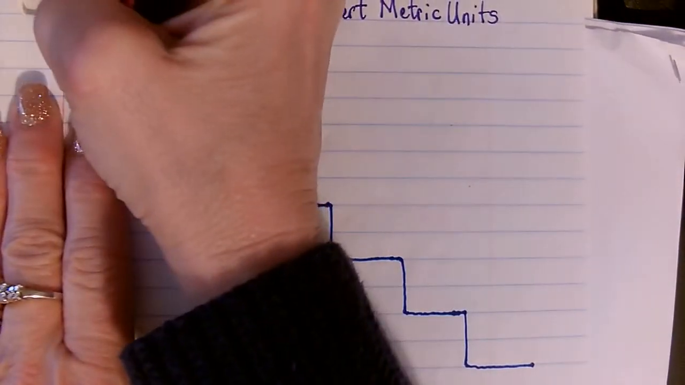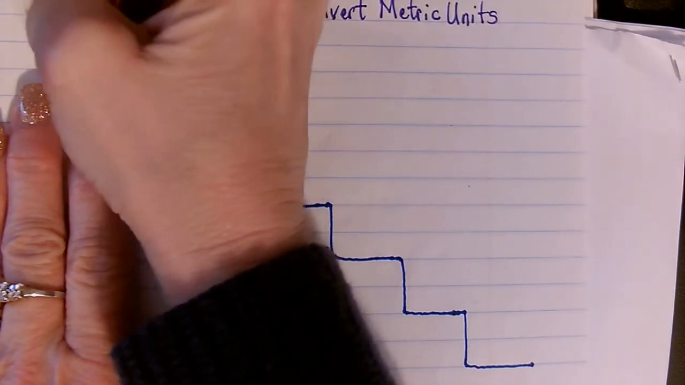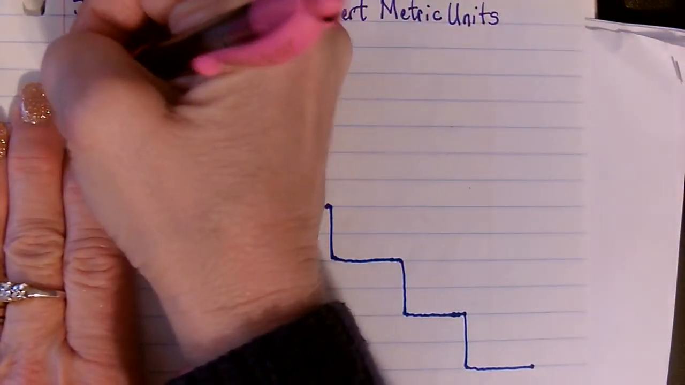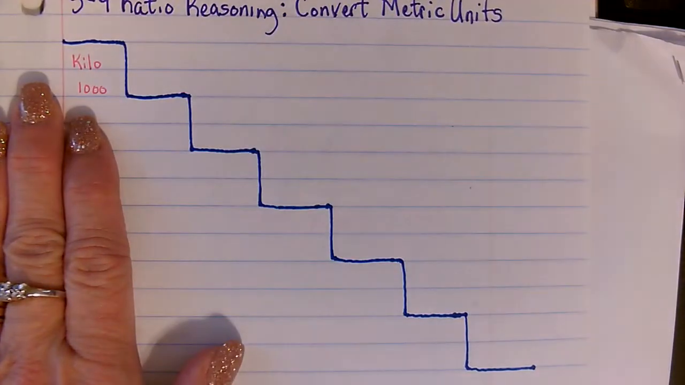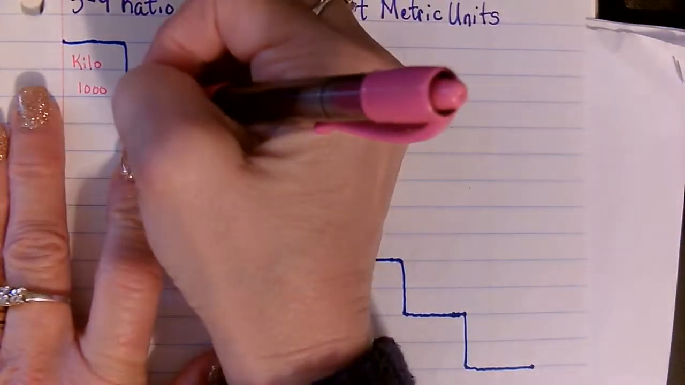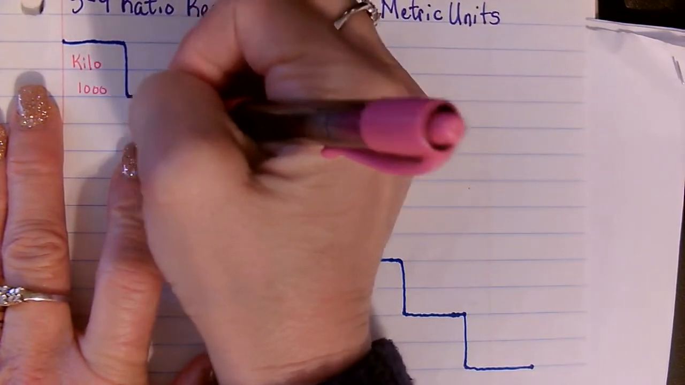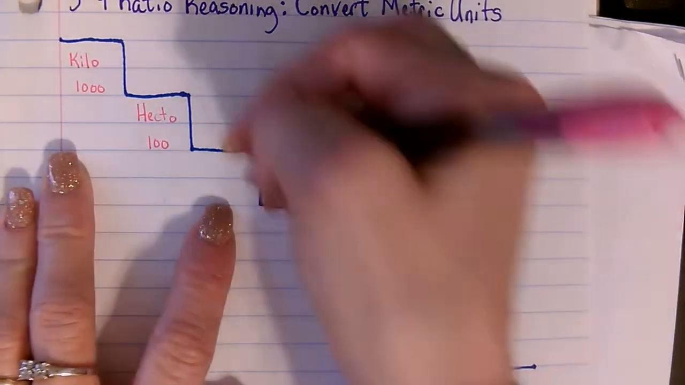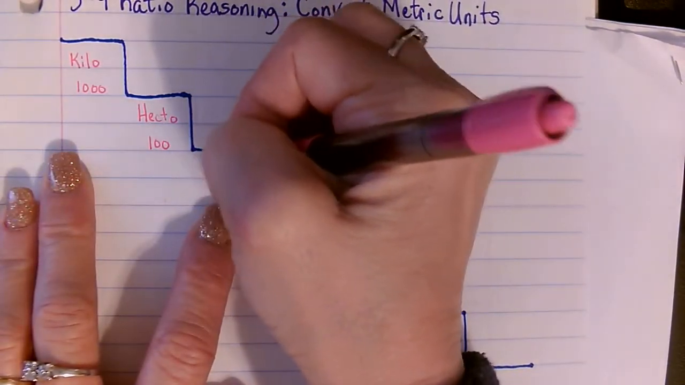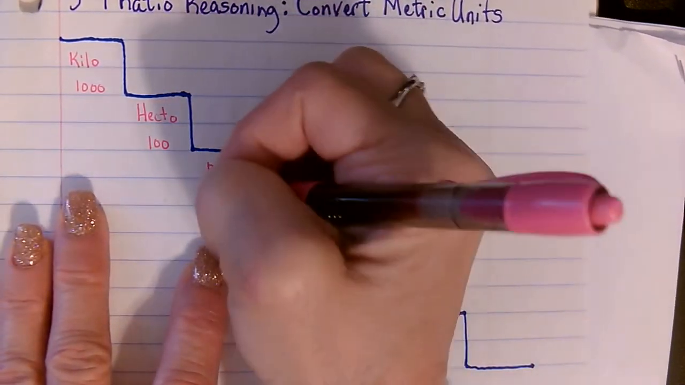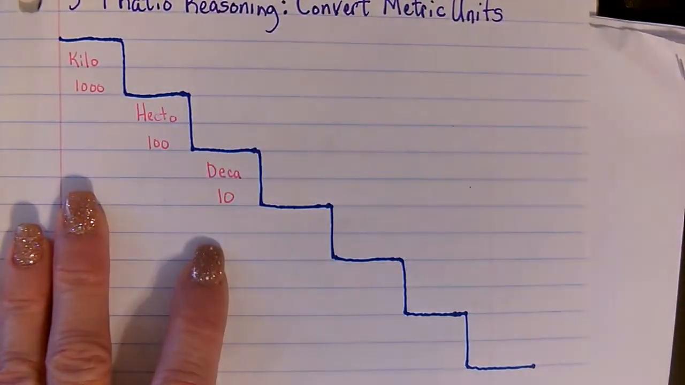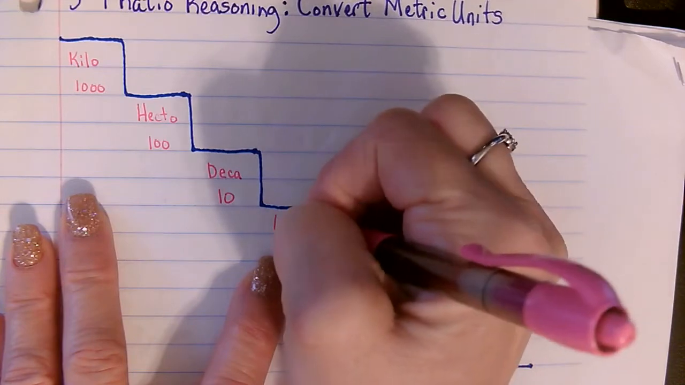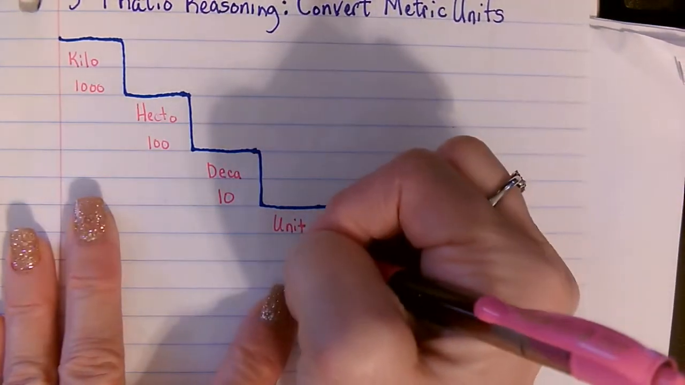And the first one, we'll start at the very top, is called kilo. And the meaning of kilo is 1,000. All right? The next one we're going to do is called hecto. And the meaning of it is 100. The next one is called deca. Meaning of it is 10. And the next word I'm going to put right here is unit. And I'm going to put unit here, and it means 1 unit.